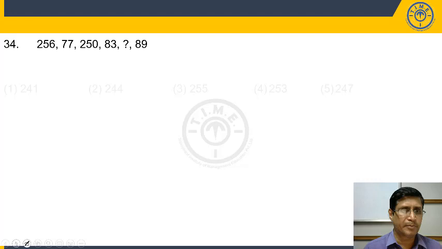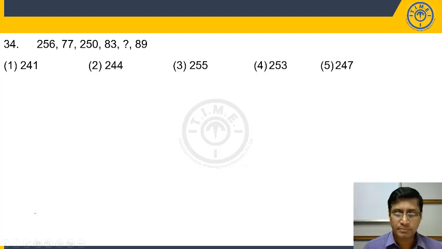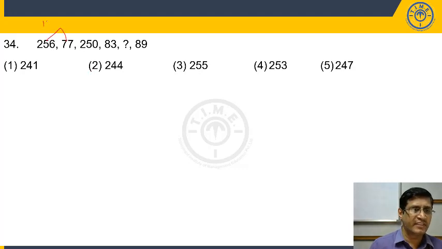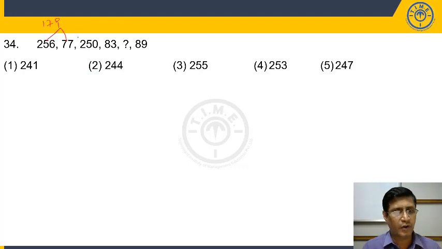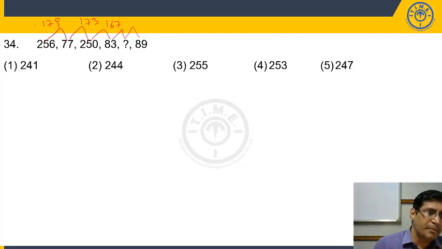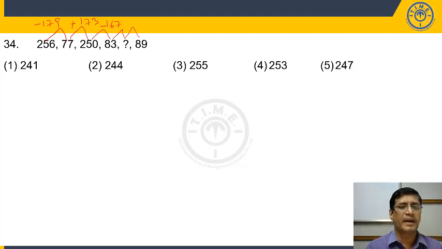Now look at the next example on your screen. If you observe the difference between the numbers, the difference of these two is 179. And what about the difference of these two numbers? It is 173. And the next one? 167. We don't know the other values. So what is the discussion here? It is minus 179, plus 173, minus 167 and so on.